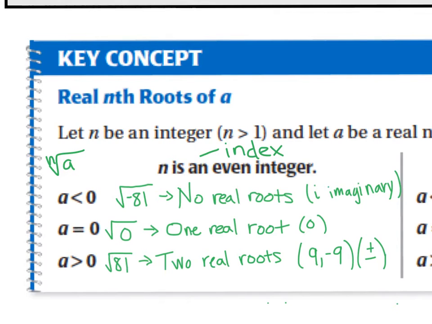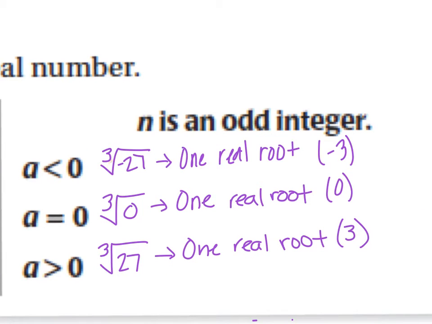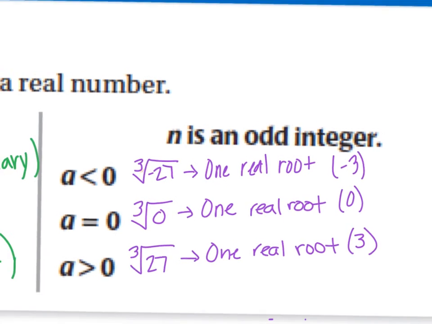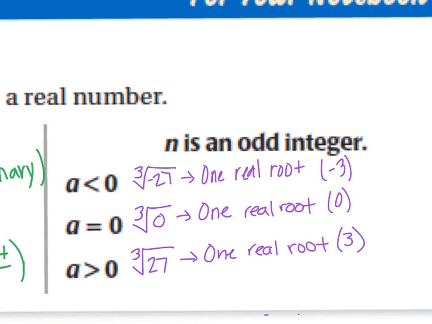So if you have an even power or an even index, these are your possibilities. If you have a negative value underneath there, no real values, just imaginary. If it's positive, you're going to have 2. So now let's go over and look at when n is an odd integer. So if your index is an odd number. Okay, so when n is an odd integer, so again, when your index is odd, n is talking about your index.